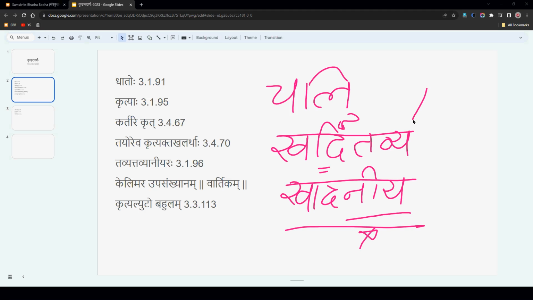Dhatus are also classified in different ways. One, you know, is that they are classified into Dashaganas. Another type of categorization is Sakarmaka or Akarmaka. There is another type of categorization of dhatus called Set or Anit.